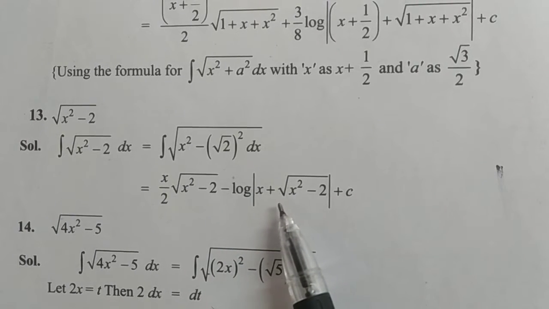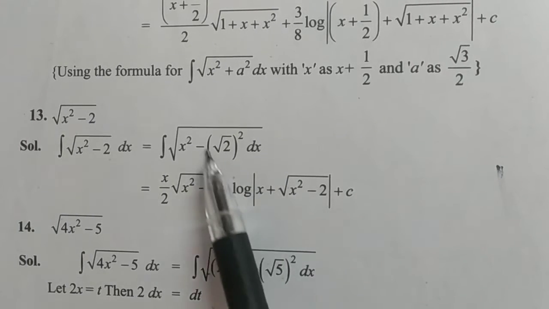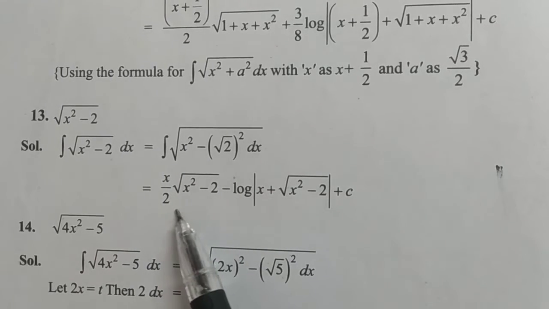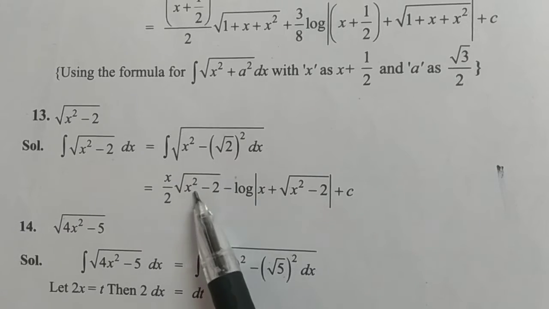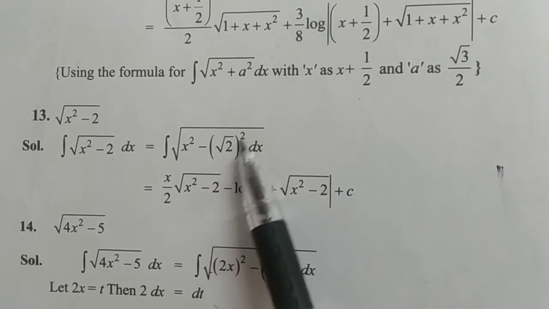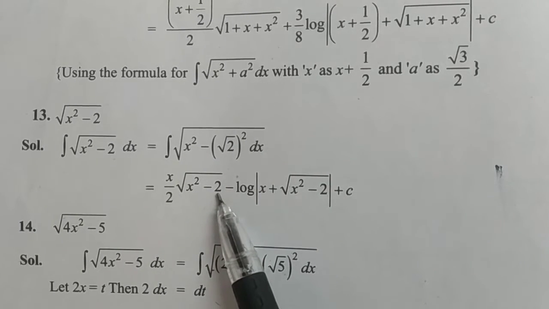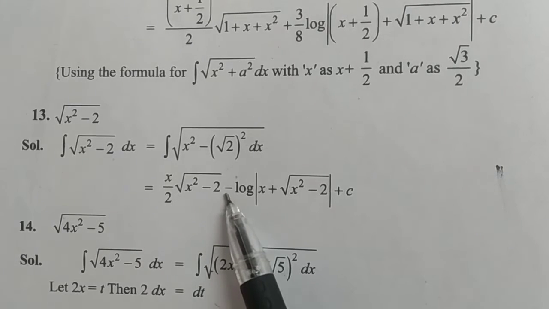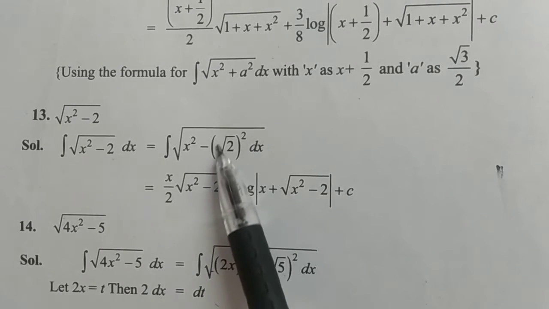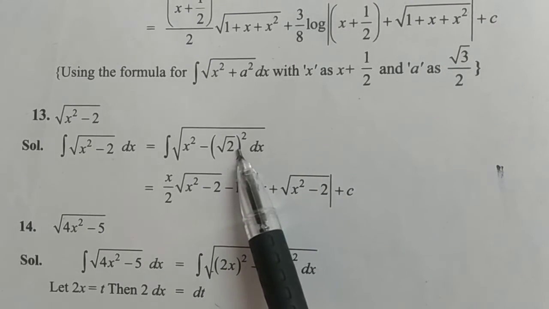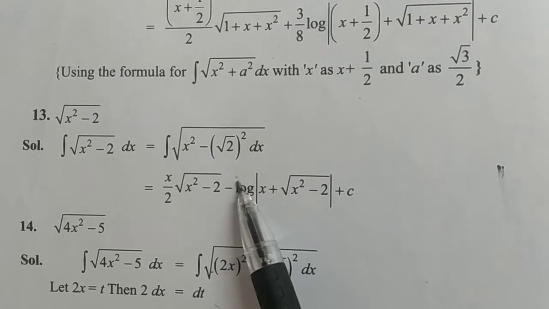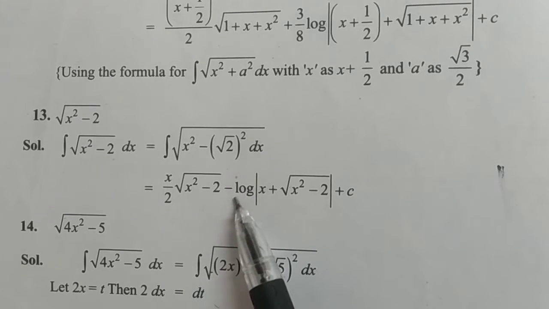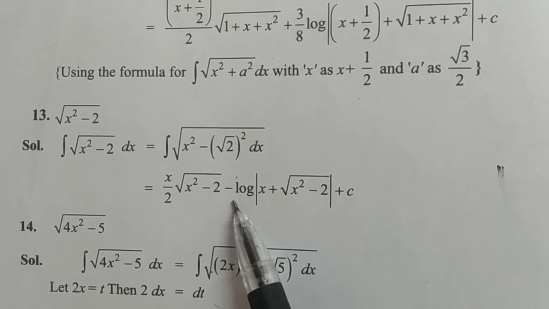So apply the values. First one is x by 2 square root of x square minus a square. Here a square is root 2 the whole square, and root 2 square is 2 only. So we get x square minus 2. Next, minus a square by 2: a square is 2, so 2 by 2 cancel.